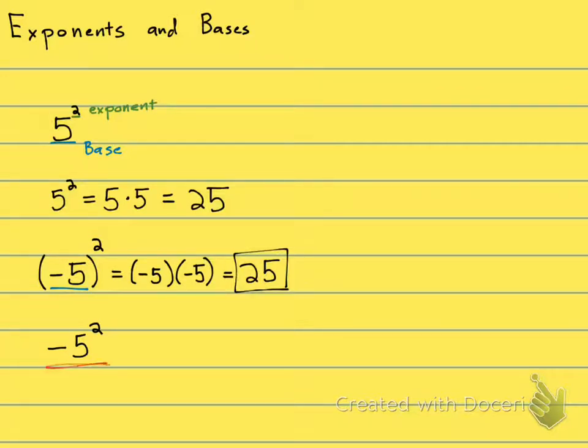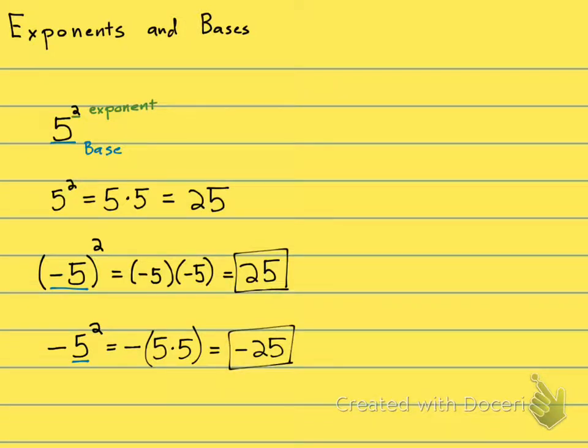For this one down here, the base is only the 5. This negative is not part of the base. If they wanted it to be part of the base, they would have put parentheses around it. So in this case, it's like saying the opposite of 5 times 5. Okay, the thing being squared is just the 5. And now you see that the answer is -25.